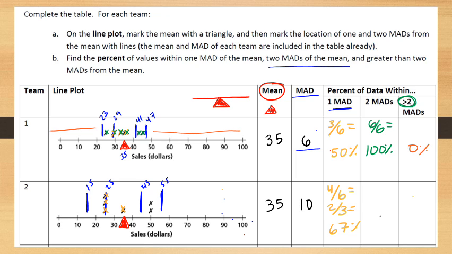So within 2 MADs, from 15 to 55, I have 1, 2, 3, 4, 5, 6. Those are all within the 15 to 55 part. So 6 out of the 6, or 100%, are within 2 MADs from the mean. And now looking at what is greater than, well, I don't have any values there, so again, that's going to be 0%.